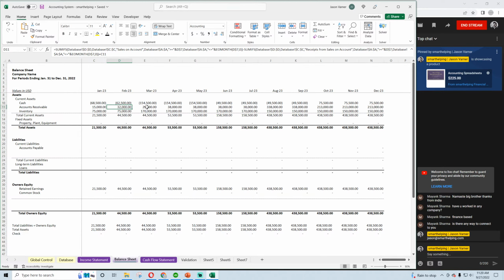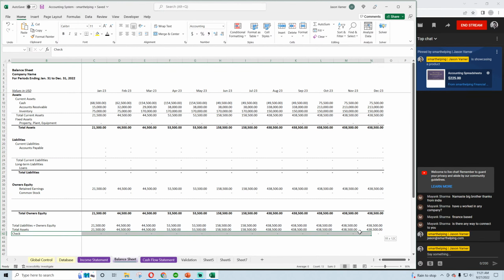Inventory going up and down based on, let's see, what are we doing here? So we're adding inventory purchases. We're adding inventory purchases on account. We're subtracting cost of goods sold inventory, and that's the balance. Okay. So the good thing is all of this logic exists in the database, and we are balancing, and that's a good sign.